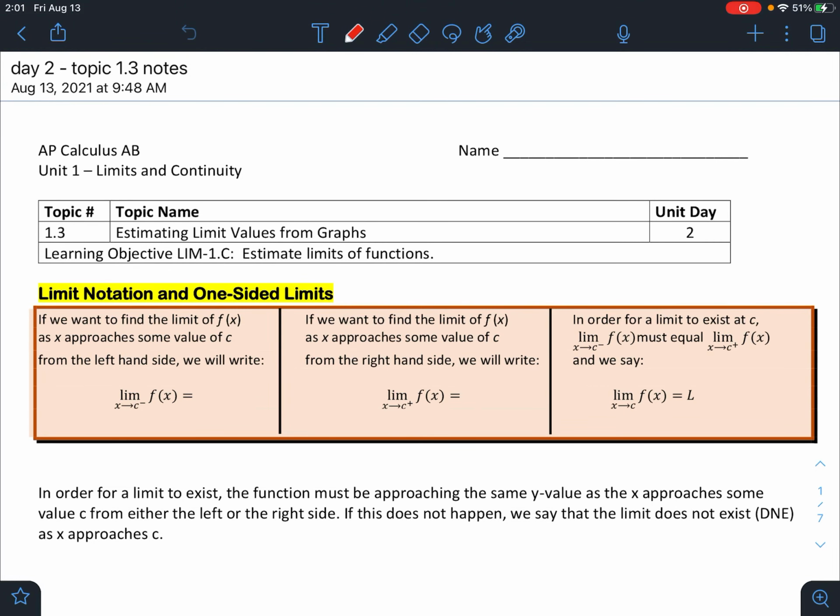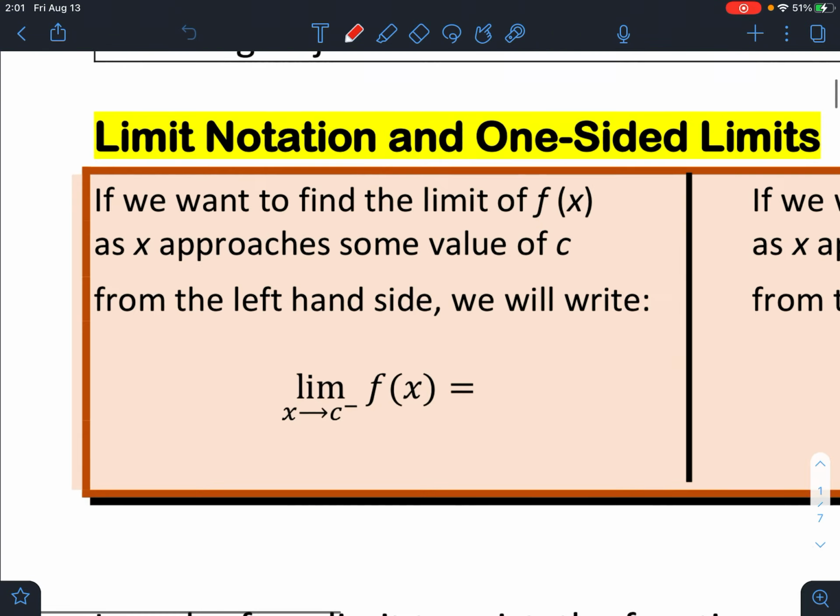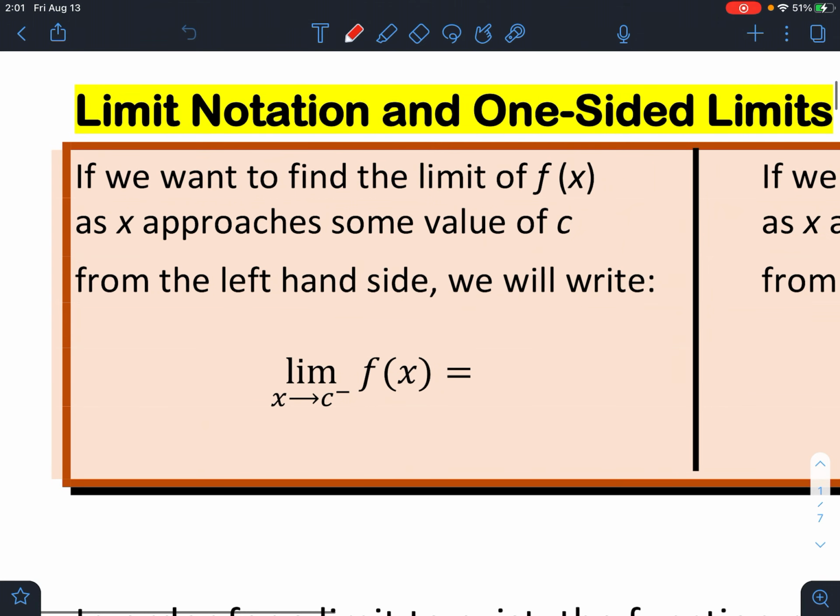Hey everybody, welcome back. Today we're going to talk about how to estimate a limit value from looking at a graph. Okay, so first let's talk about this notion of one-sided limits. What does that mean? That means only looking at a point, just approaching it from the left side or the right side. If we want to find the limit of a function as x approaches some value of c from only the left-hand side, this is how we will write that.